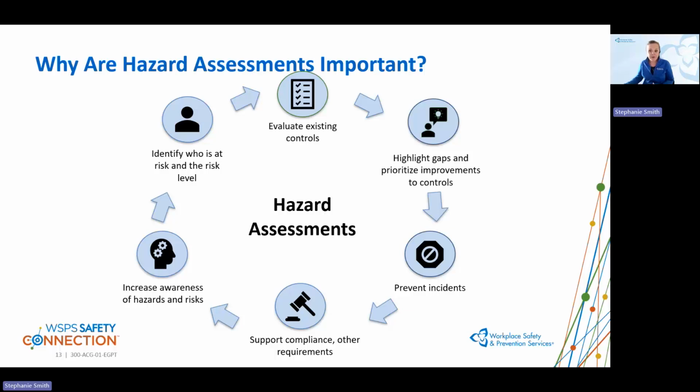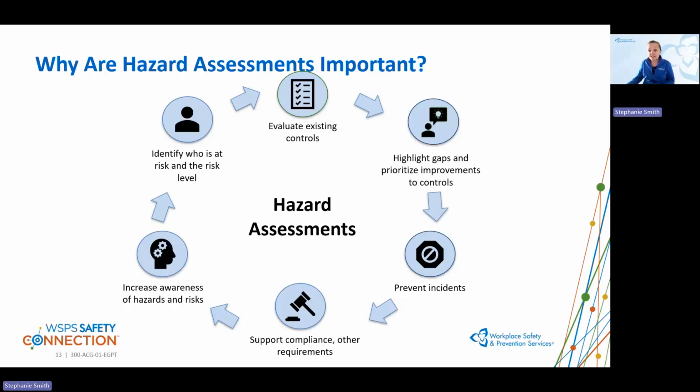They identify who is at risk. When we look at hazard assessments, we are looking at the different hazards in the different departments, and some departments may have hazards that other departments don't. If we think of anyone who has a maintenance department, they may be exposed to things that somebody who's possibly in the office is not exposed to. So the hazard assessments are identifying who is at risk and what is that risk level.